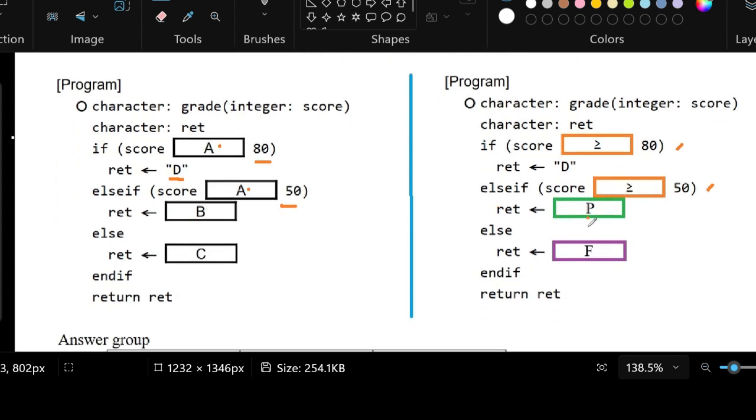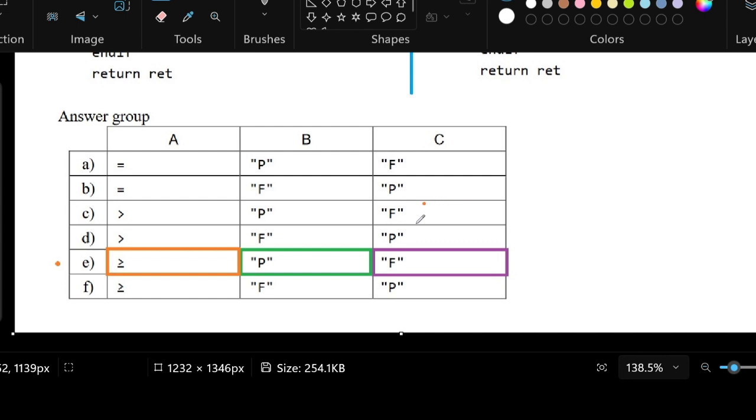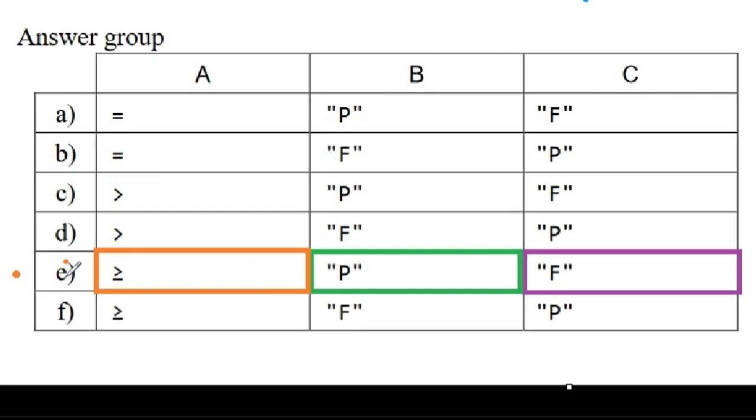Therefore, the return value would be P, and if it's not D, not P, then it's supposed to be letter grade F, which means fail. And I think we can also see that in the table a while ago. And of course, from the answer group, we then choose E, where for blank A, it has greater than or equal, for blank B, letter P, and for blank C, letter F.